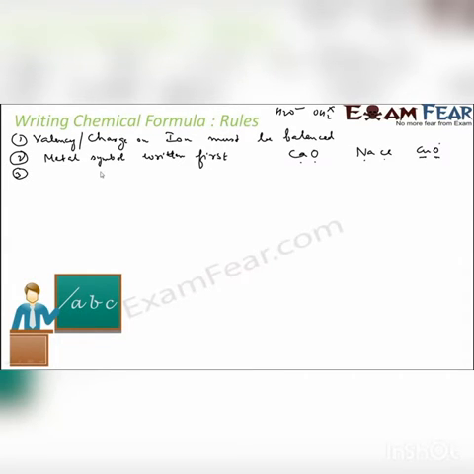Third, sometimes the compound is formed with a polyatomic ion. In that case, the ion is enclosed in a bracket before you write the number to indicate the ratio. This is only in the case of a polyatomic ion. So in this case, it has to be written in brackets.